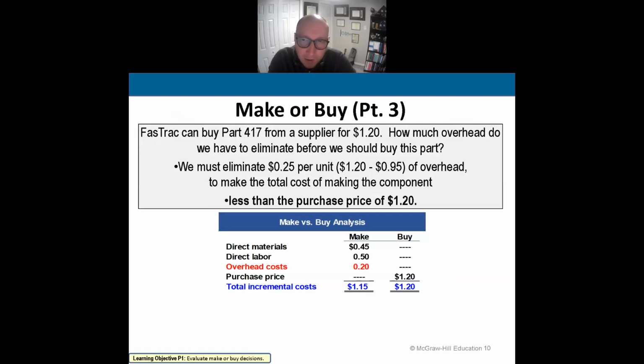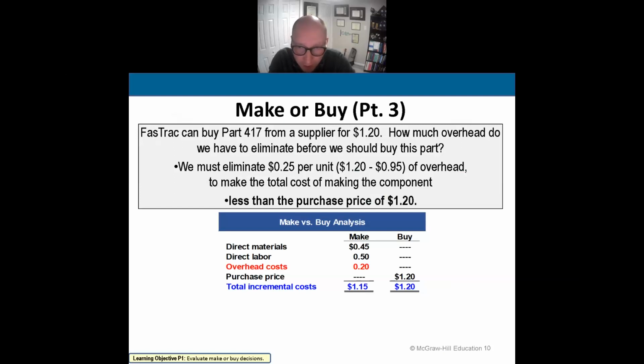So that's why sometimes you see that a company might make a decision to make the product versus buy it, although technically, yeah, it costs more to make it, but it costs less to make it than it does to buy it because of the difference in overhead.